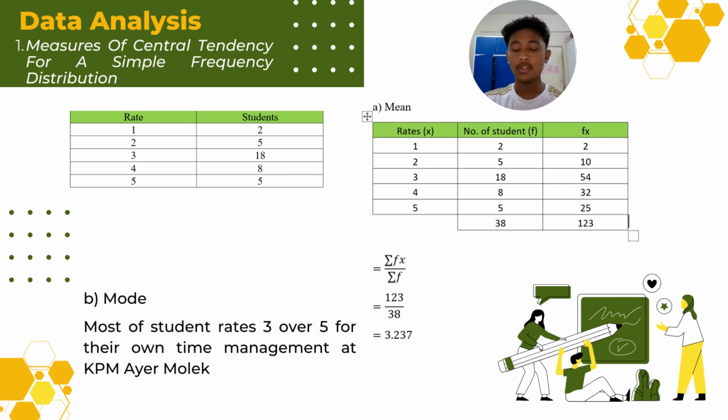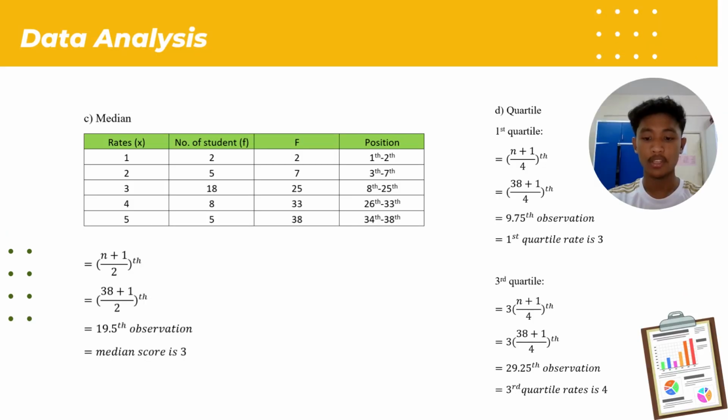First, for finding the mean, we use the formula total fx divided by total f: 123 divided by 38, and we will get 3.237. For the mode, simply most of the students rate 3 for their time management. For finding the median, we just use the formula n plus 1 divided by 2, which is 38 plus 1 divided by 2, and get 19.5 for the observation.